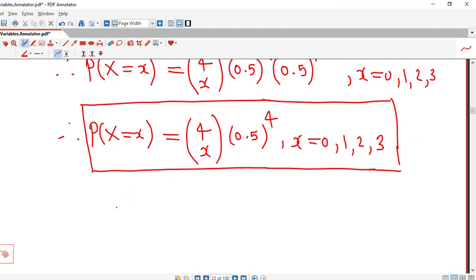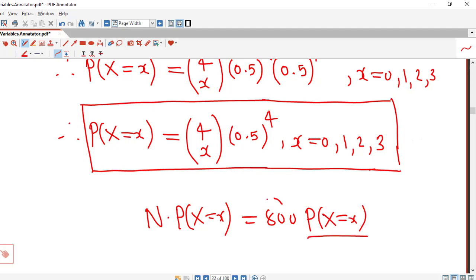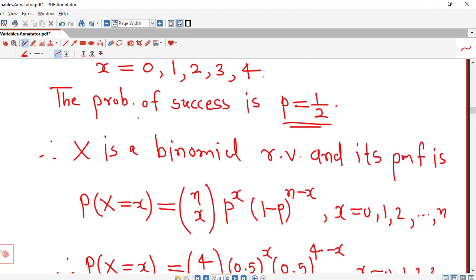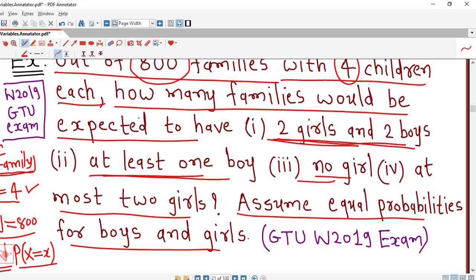Now if I want to find out the number of families having x boys out of 100 families, then I will multiply this probability by n, which is 800 here. So this will give me the number of families having x boys. So first we will find out the probability for each family, and to find out the expected number of families we will multiply by 800. So we start with the first part.